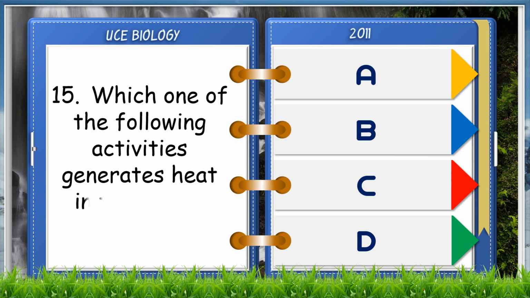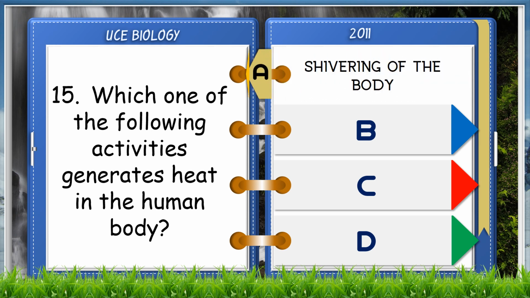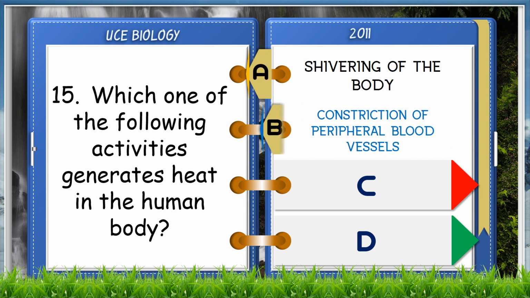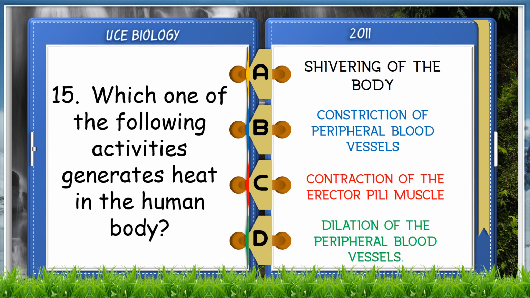Which one of the following activities generates heat in the human body? A. Shivering of the body. B. Constriction of the peripheral blood vessels. C. Contraction of the erector pili muscle. D. Dilation of the peripheral blood vessel. The answer is A. Shivering of the body.